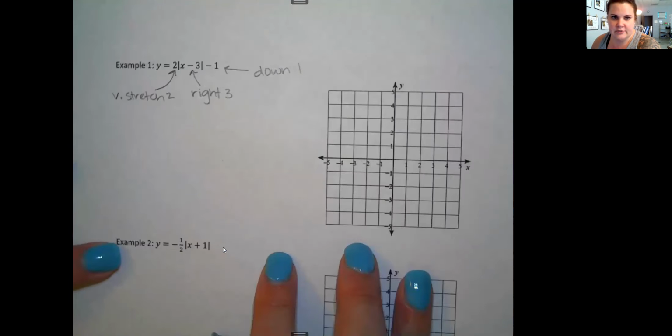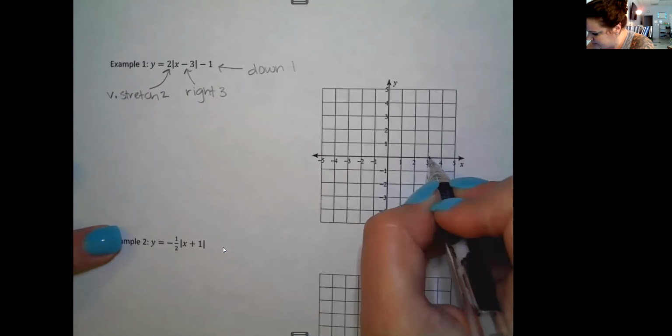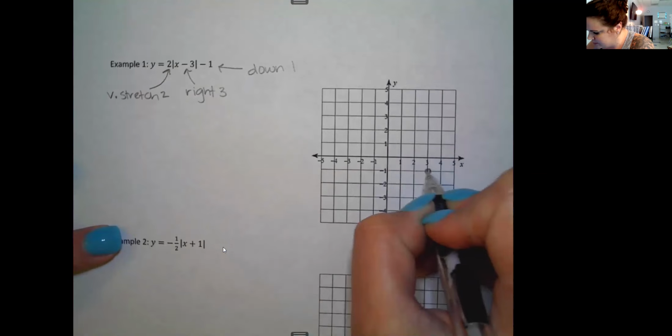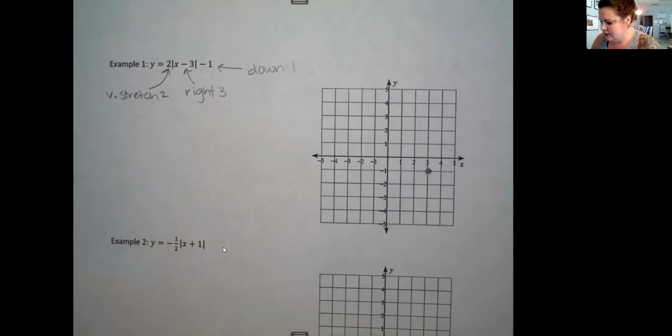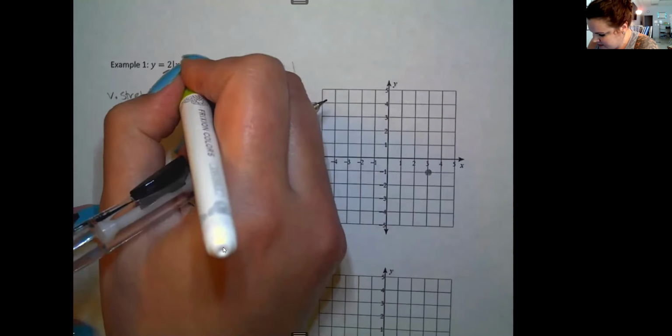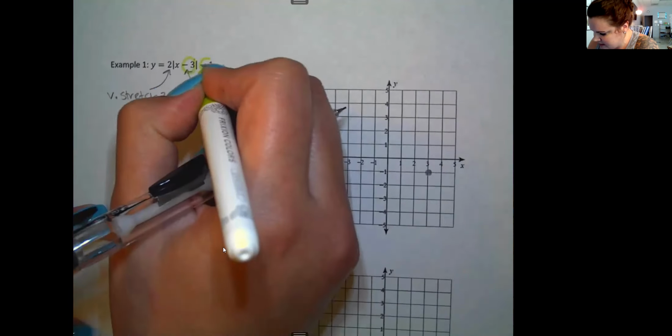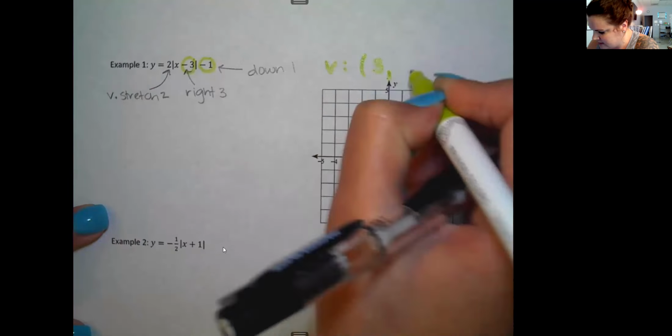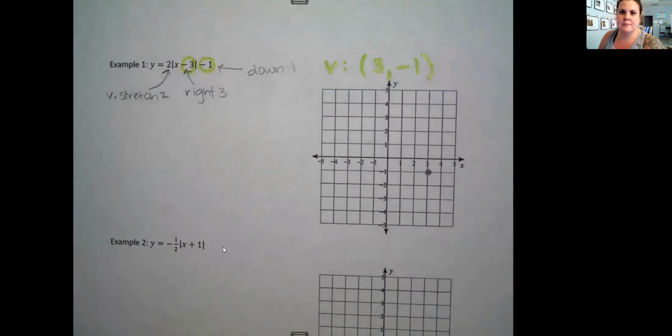All right, so I've shifted the graph to the right 3 and down 1, so I know that this is where the vertex is going to be. It's the opposite of this number and exactly the same as that number. So I know the vertex is +3, -1. All right, so I graphed it at +3, -1.